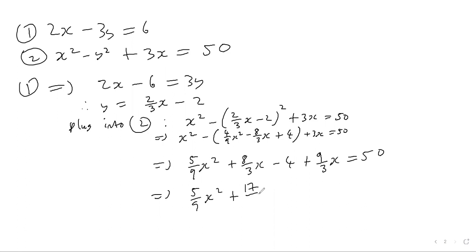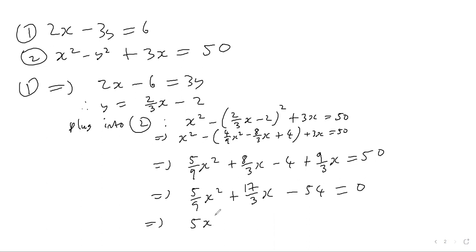So 17 over 3 x. And then what I'm going to do now is bring this 50 to the other side, subtracting 50 from both sides. When I do that, I get negative 54 equals 0. We can now multiply everything by 9 to get rid of the 9 on the bottom.